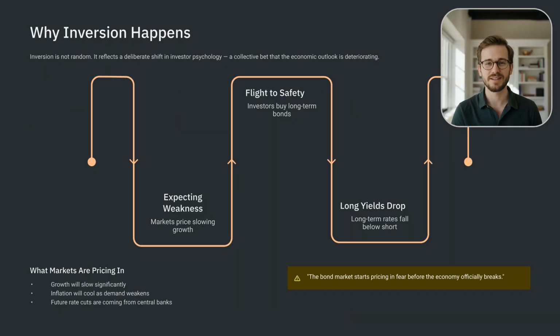An inverted yield curve is not random chaos. It is collective fear becoming visible. The market starts believing growth is weakening, that inflation will cool, that future interest rate cuts are coming.